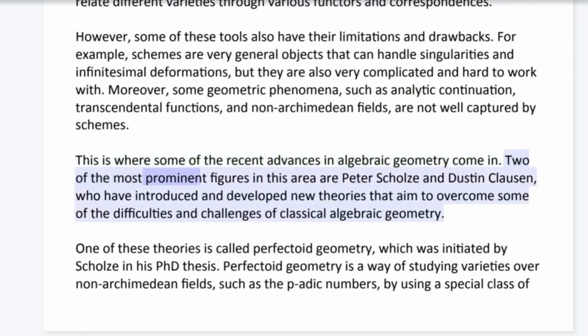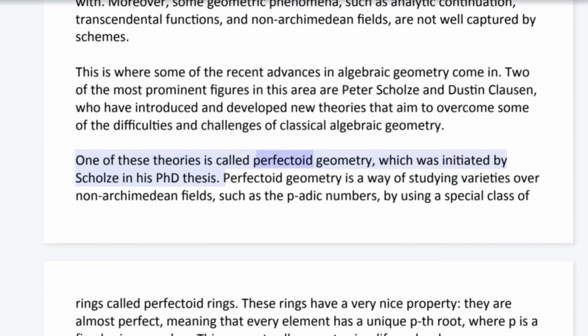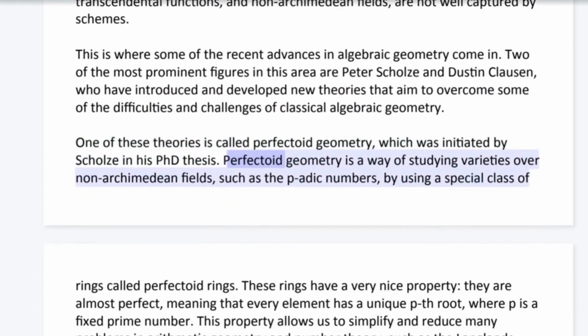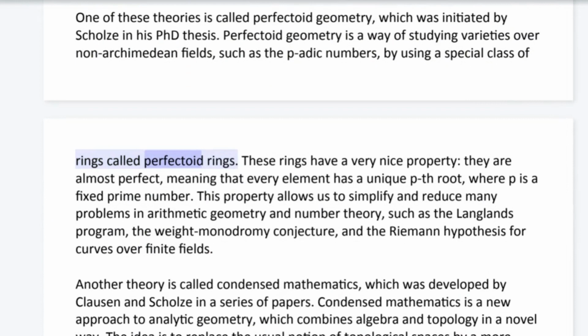Two of the most prominent figures in this area are Peter Scholze and Dustin Clausen, who have introduced and developed new theories that aim to overcome some of the difficulties and challenges of classical algebraic geometry. One of these theories is called perfectoid geometry, which was initiated by Scholze in his PhD thesis. Perfectoid geometry is a way of studying varieties over non-Archimedean fields, such as the p-adic numbers, by using a special class of rings called perfectoid rings.